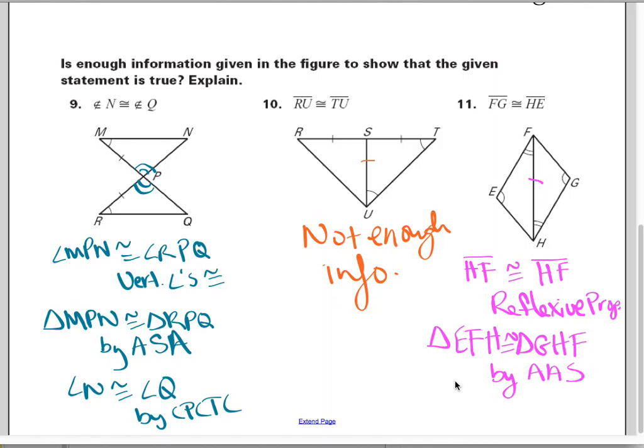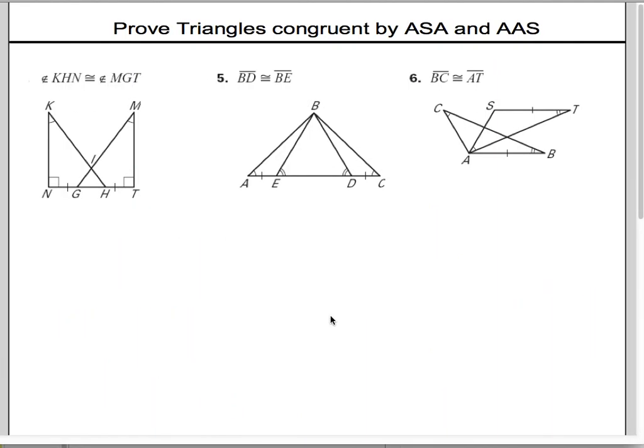And now the triangles are congruent, and now we're able to say that FG is congruent to HE by CPCTC. Corresponding parts of congruent triangles are congruent for the reason there. Let's look at these last 3 of this type. We've got overlapping triangles going on here.